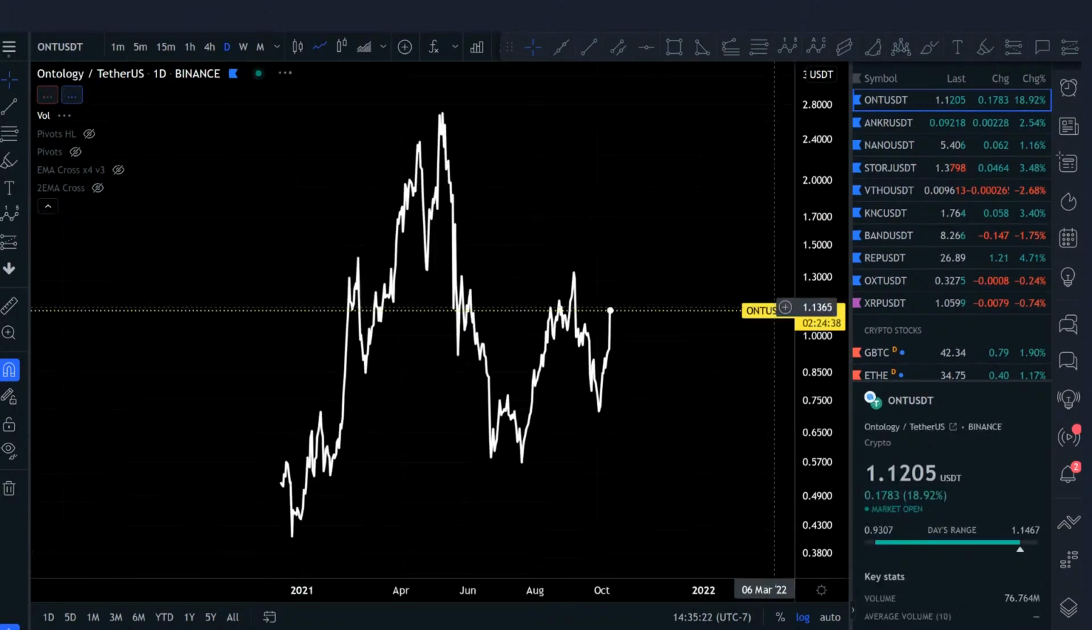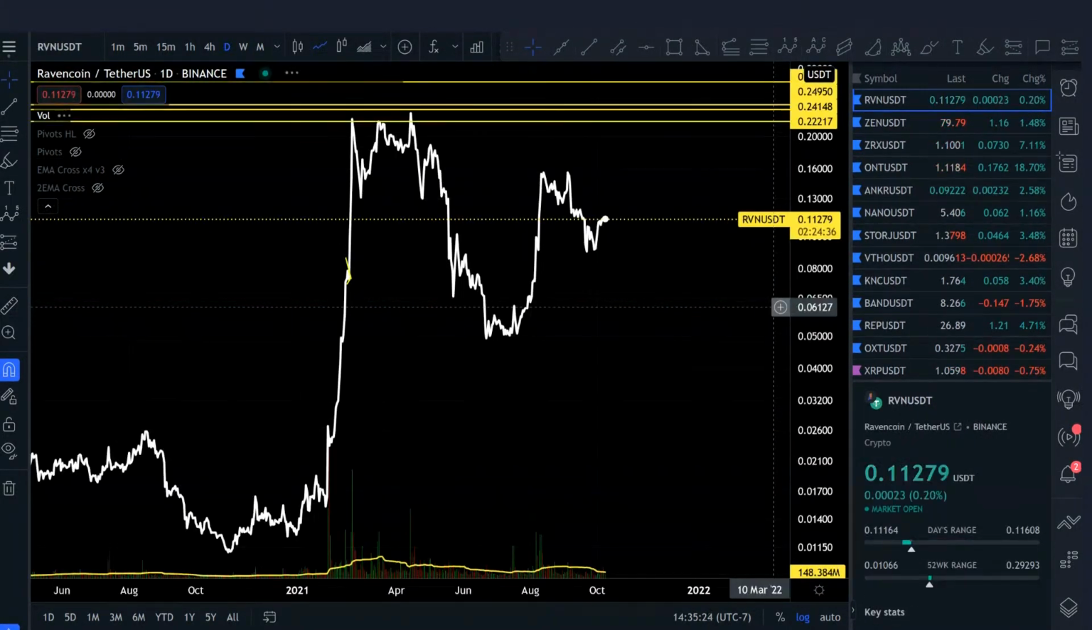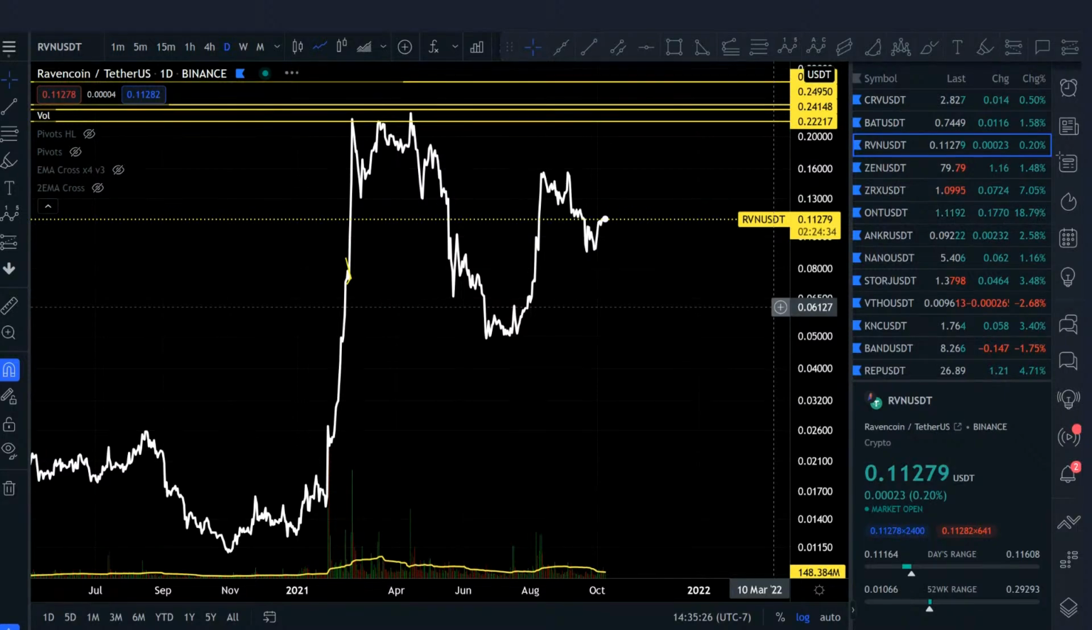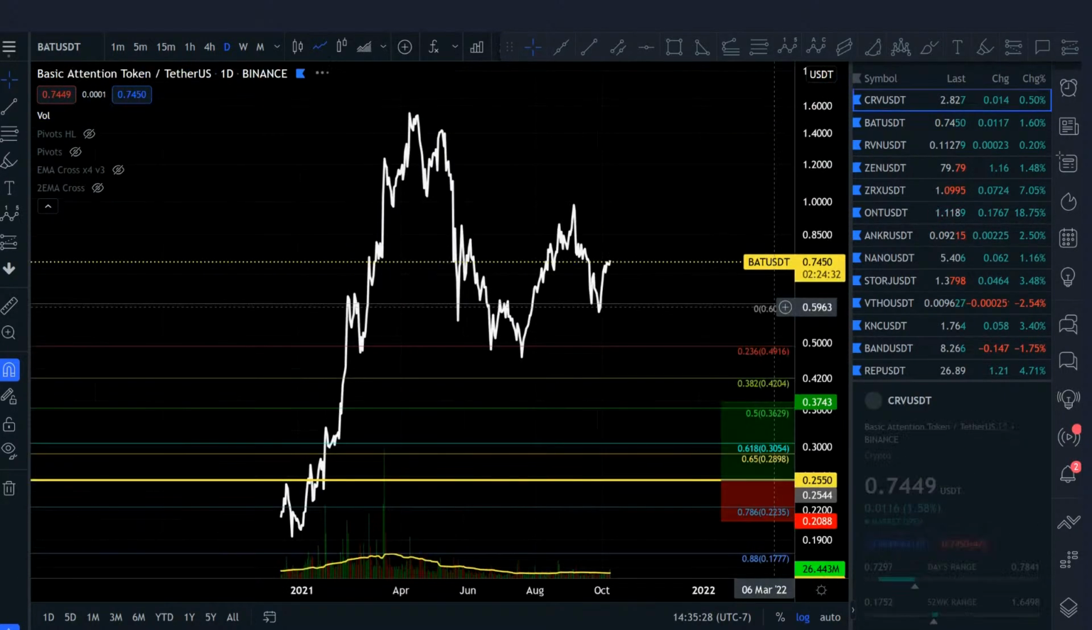All right, so now I know I can't show documents on my stream. Very smart system we have here. So yeah, anything below Ravencoin on my list is less than $1 billion market cap.